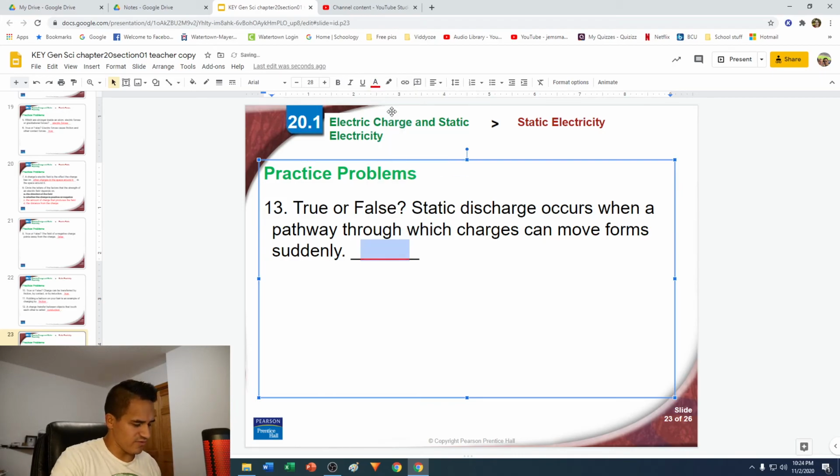Until there's a pathway for those charges to move, they won't go anywhere. They're just going to sit in one place and build up and build up until eventually there's a way for them to go from one place to another. And then when they do that, they're going to do so in a heartbeat, really quick, and then they're gone. So that is the last question for these set of notes.